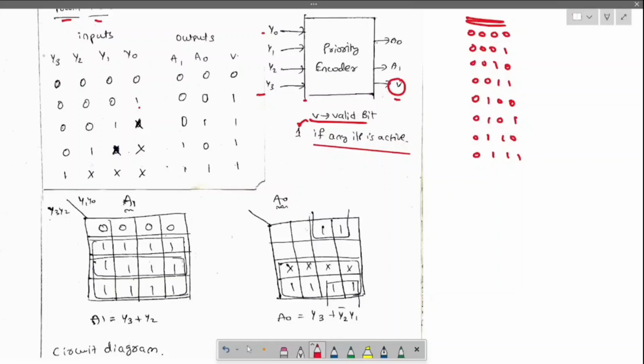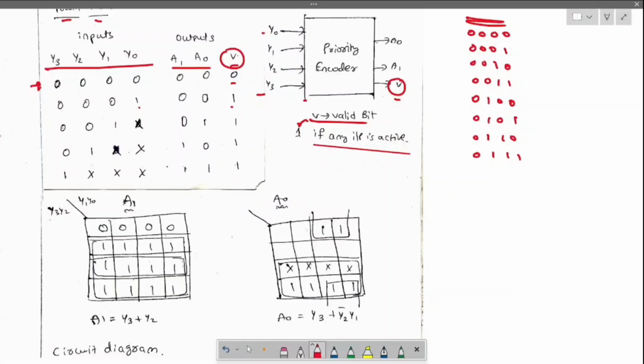Now let us go to the truth table. Here the inputs are y0 to y3, and the outputs are a0, a1 and v. Let us clarify with v. When we pass all zeros, there is no active input, right? So that's why v is 0. In all the remaining cases v is 1.